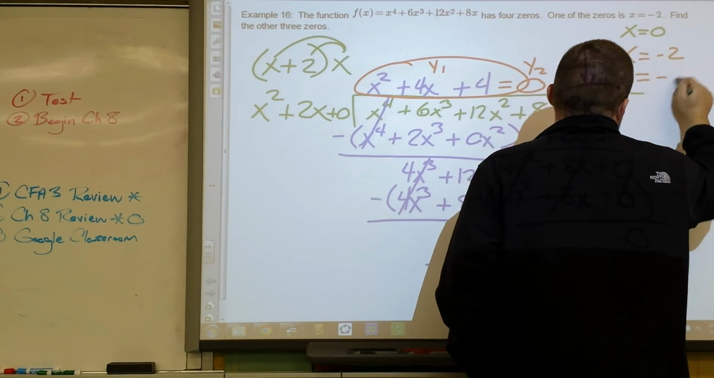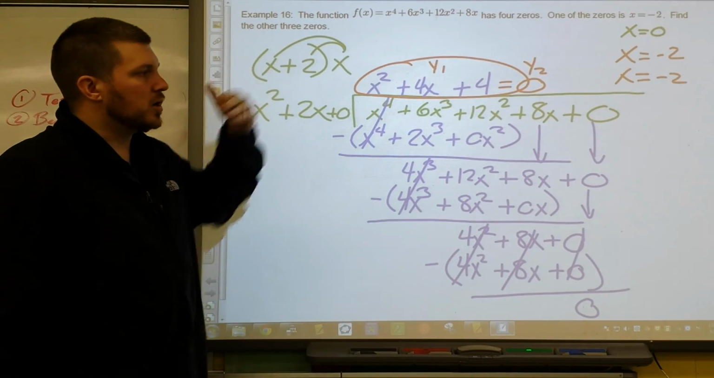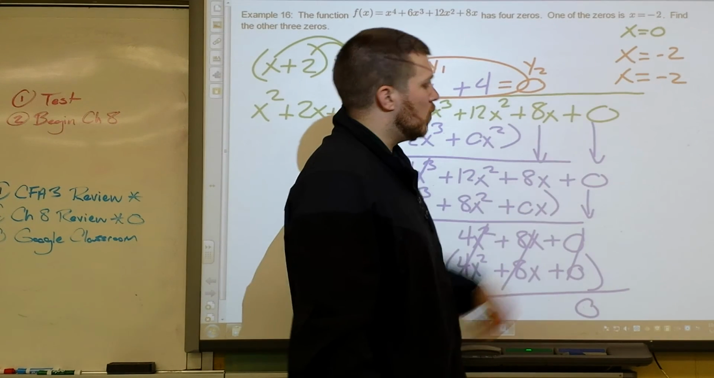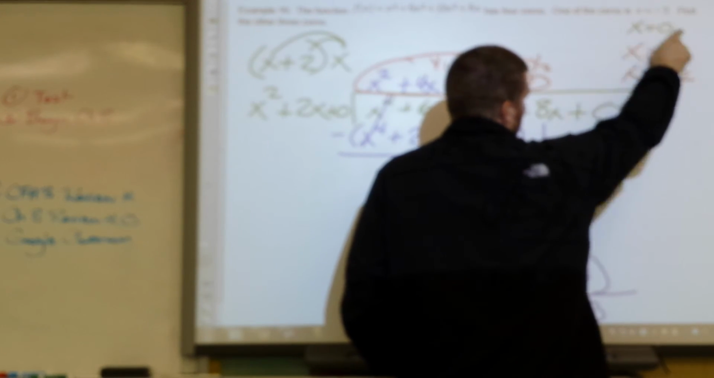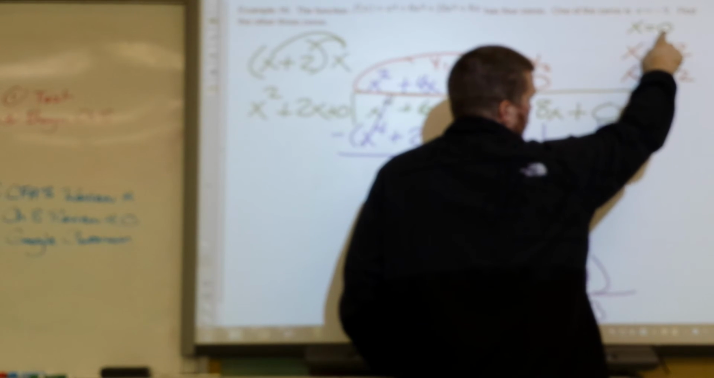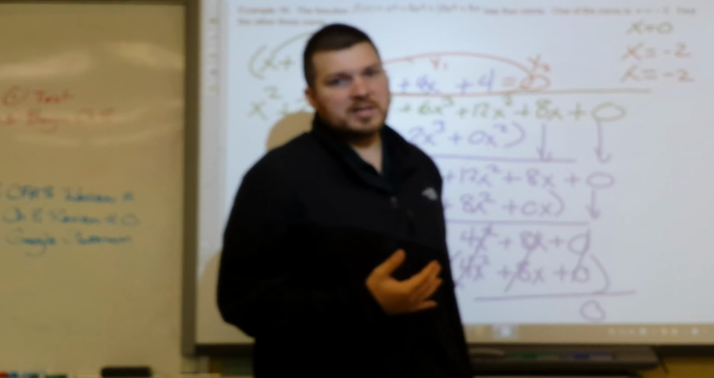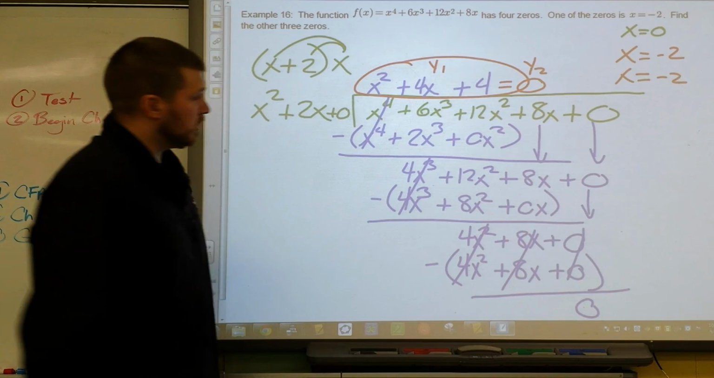And since graphically that 0, or that point of intersection, occurred at a turning point, it's a repeated solution, so we have to count it twice. So we had the original one, x equals negative 2, that was given to us, the one that we found from the original graph, and now x equals negative 2 and x equals negative 2 again because that 0 occurred at a turning point. Those are our 4 zeros for this polynomial function.